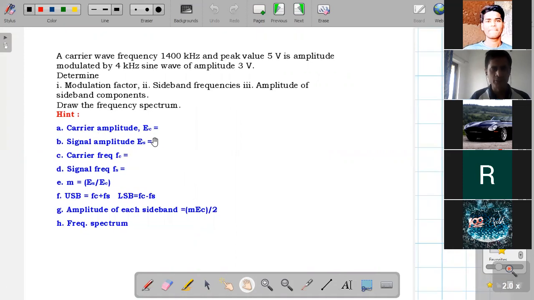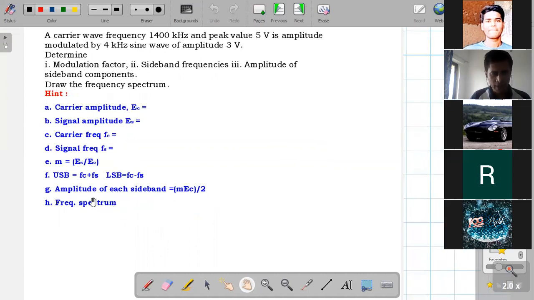First find out the carrier amplitude, signal amplitude, note down the FC, carrier frequency, note down the FS, signal frequency, then find out the modulation factor, that is ES by EC. Then upper sideband FC plus Fs, lower sideband is Fc minus Fs. Then find the amplitude of each sideband from M EC, put the value of M EC and divide by 2. You will get the amplitude of each sideband, lower sideband and upper sideband, and then draw the frequency spectra. Dear student, can you draw?